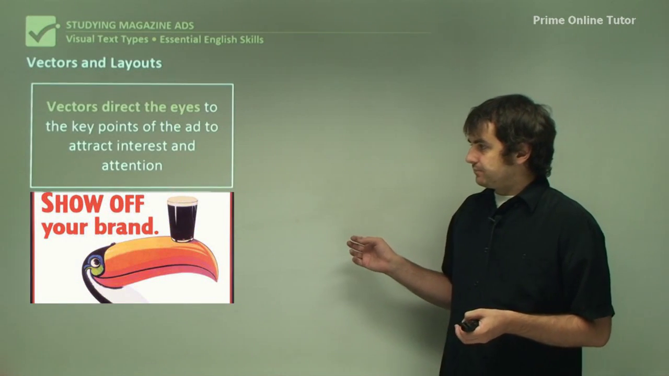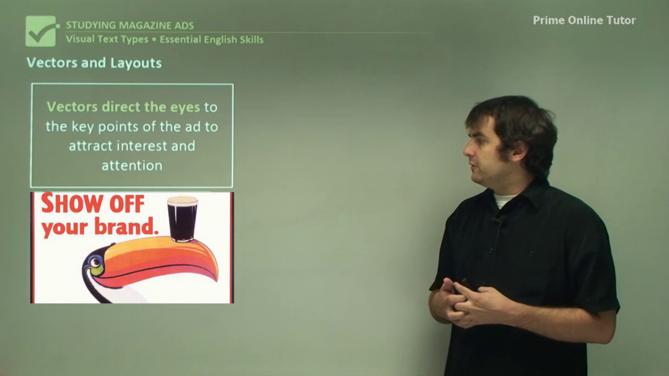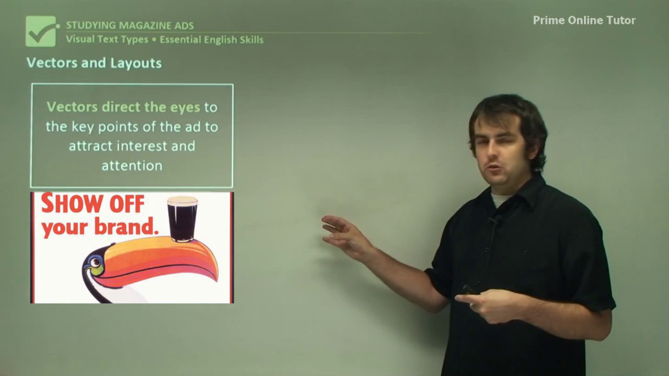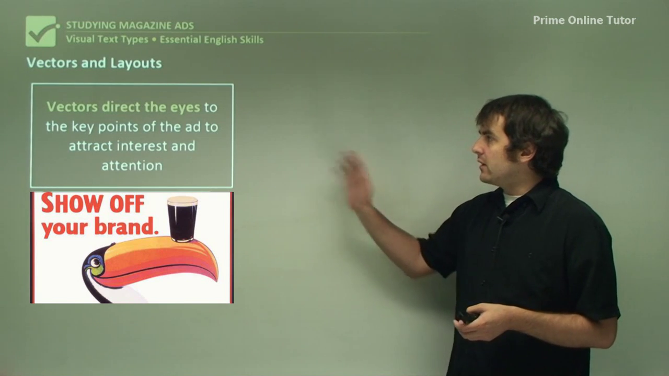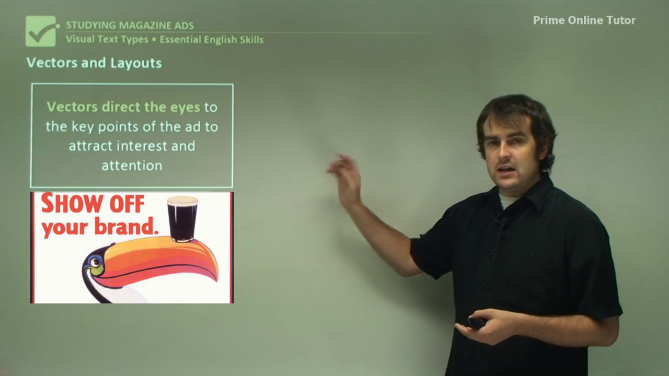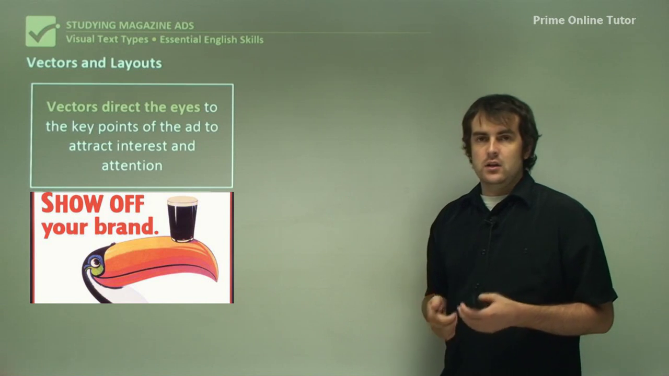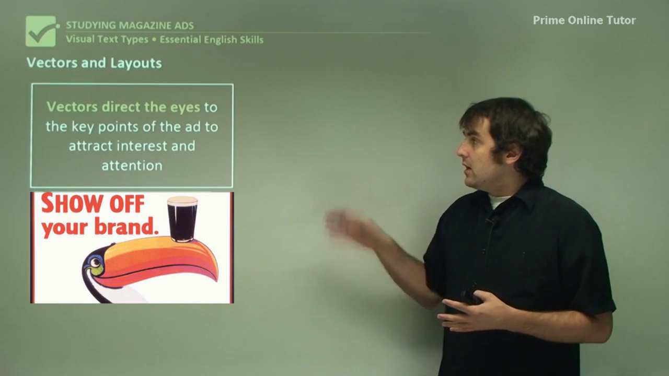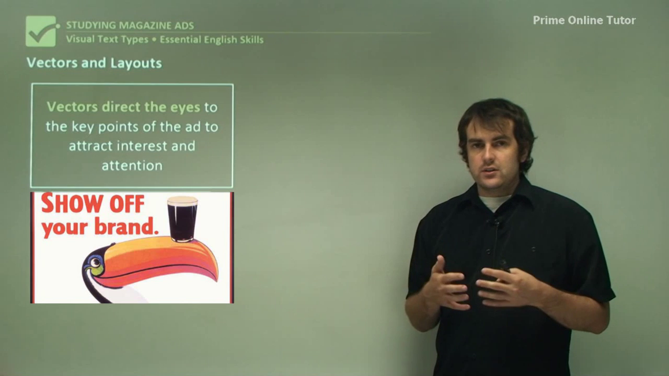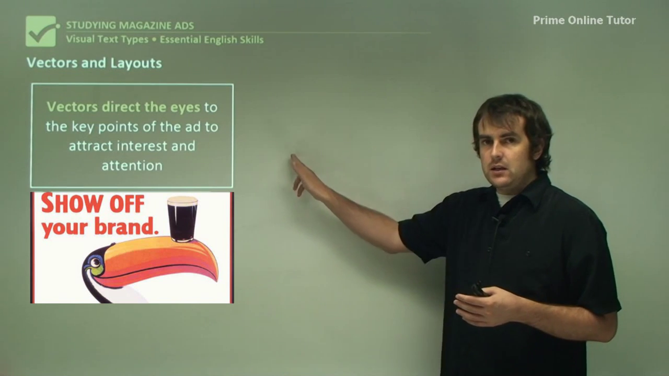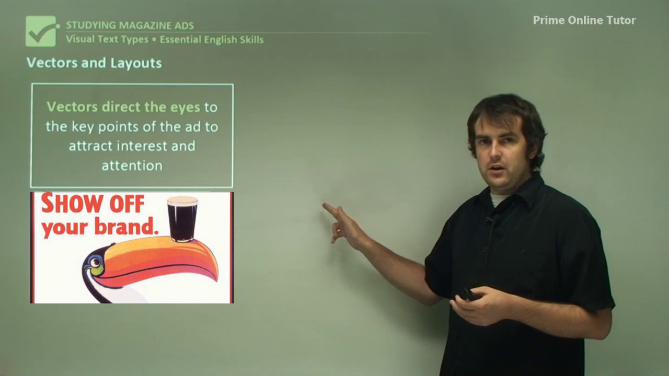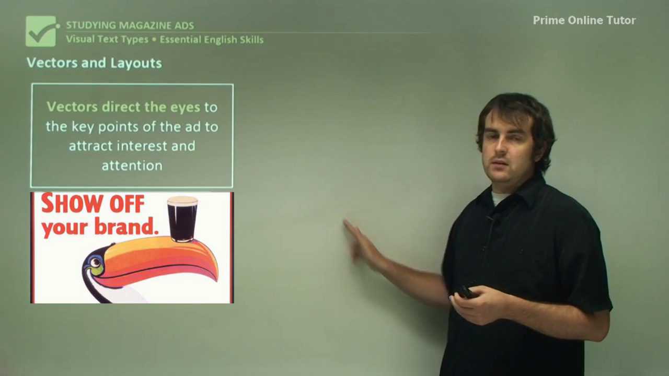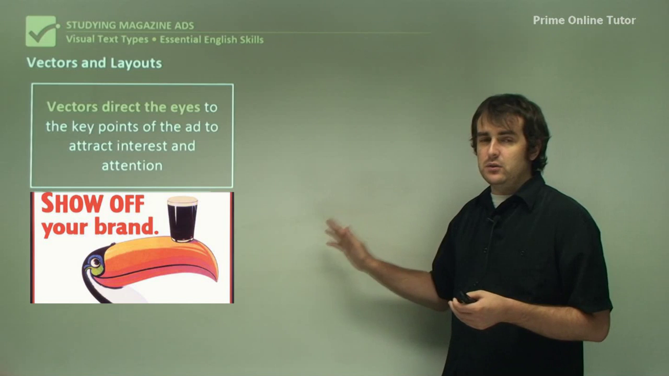All right. Now vectors, I raised this before, and it's the other part. So you've got the focal point is where you start. The vectors is where you continue to go. So they direct the eyes to the key points of the ad and attract the interest and attention of its viewers. They essentially start you at the focal point, and then they move you around the image, the things that are important. So if it's for the burger, then it will say what the name of the burger is and then where you get it from. That's what the lines are for.